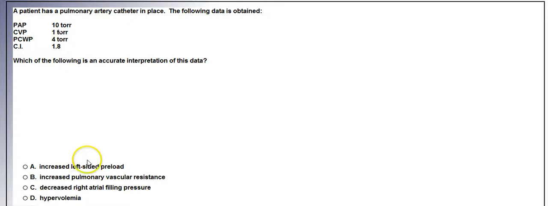So now, like what I said, hyper, that's not going to cut it, right? Hyper, there's a lot. So increased left side preload, no. Increased PVR. So this one is decreased right atrial filling pressure.